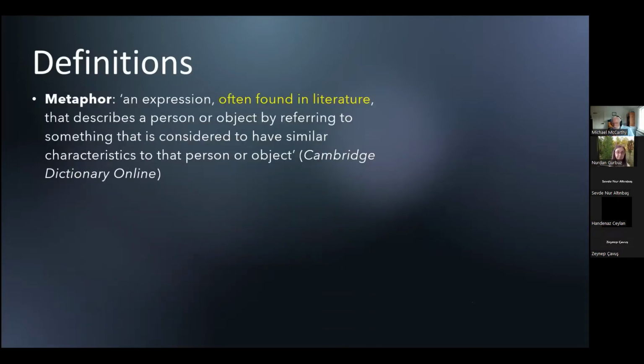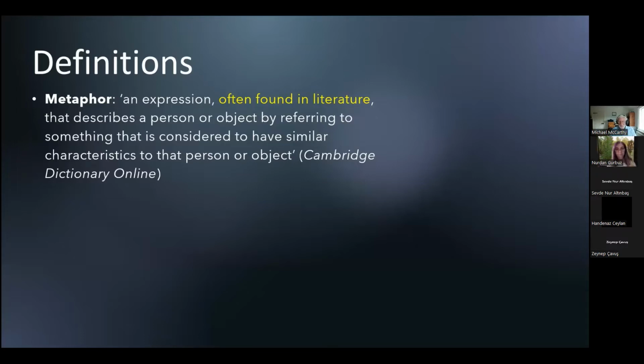I'm just going to put the same definitions again, and this time highlight certain words. The definition of metaphor includes a statement often found in literature. And of course, for many, many centuries, metaphor was considered a literary or rhetorical device. It wasn't considered something that ordinary people used in their language.